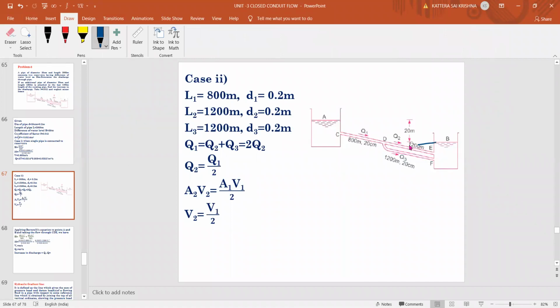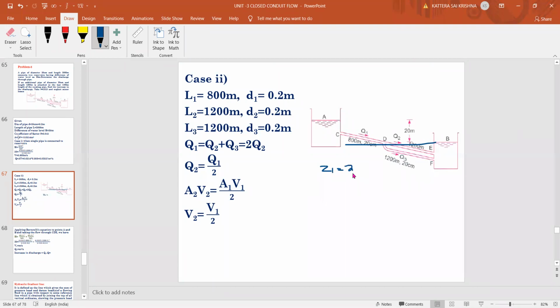So I'm taking the datum from point B. From B we have the datum line. For the first section, what is the Z value? What is the height of this? 20, it is given already. The difference of water level at A and B is given as 20 meters. So Z1 becomes 20.